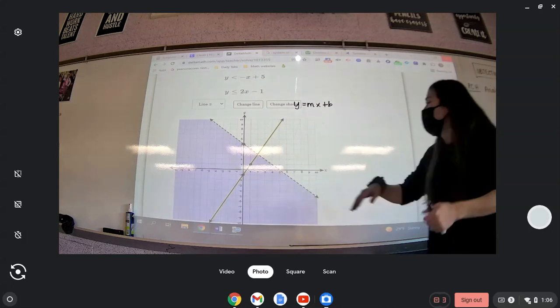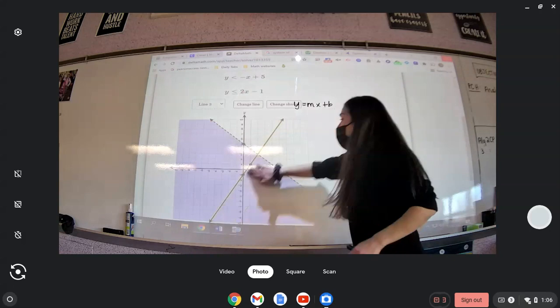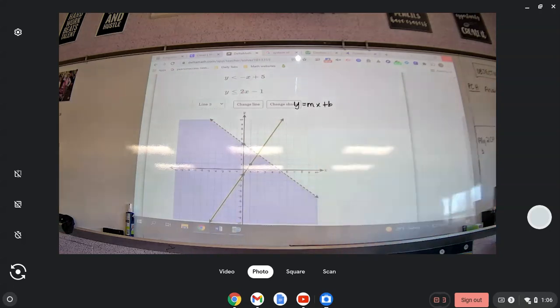And please look for clues. Guys, if he had a negative slope, he went left. If he had a positive slope, he went right. Make sure your line slants the right way for the correct kind of slope. All right, change shade. Oh, perfect. We're good.